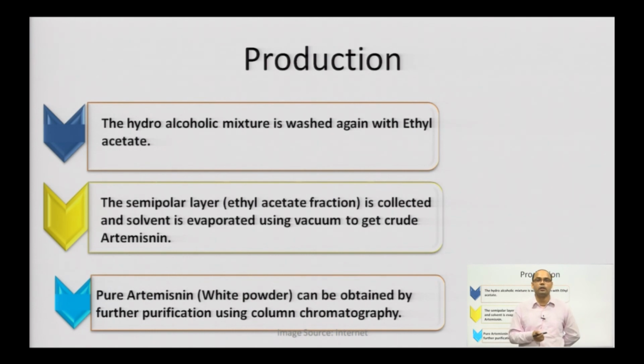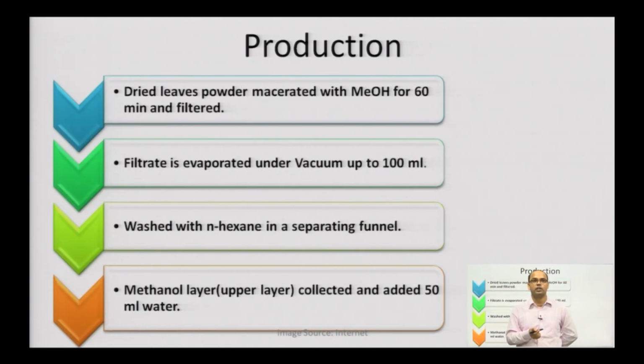The hydroalcoholic mixture of methanol and water is washed again with ethyl acetate. The semipolar layer, that is the ethyl acetate fraction, is collected and the solvent is evaporated under vacuum to get the crude artemisinin. So, what happens here? The phytoconstituent is first isolated in methanol, it is then transferred into the hydroalcoholic layer after washing with the n-hexane.